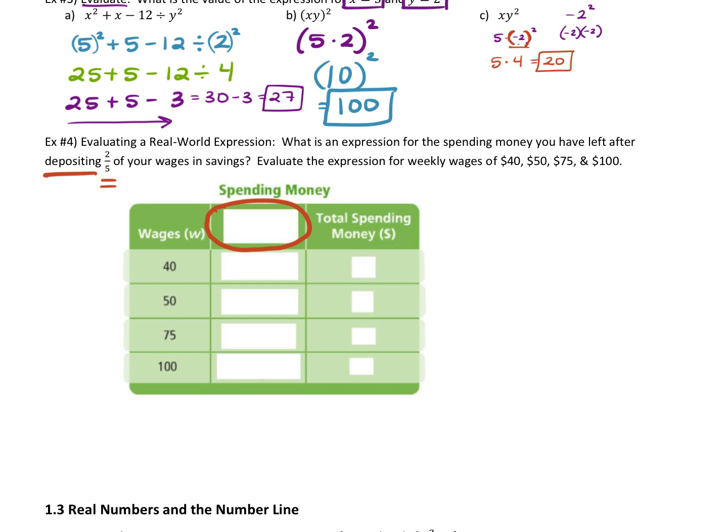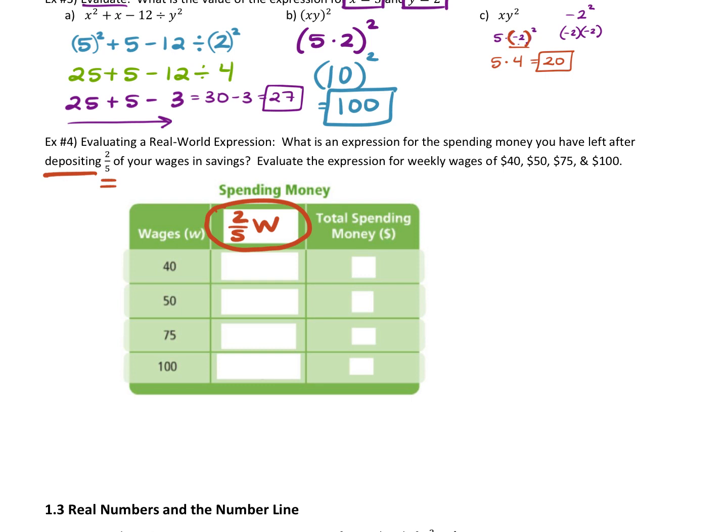No. 2/5. How do you write 2/5 of something in math? Yes. So you're going to go 2/5 times whatever those wages are, right? So that means right here.